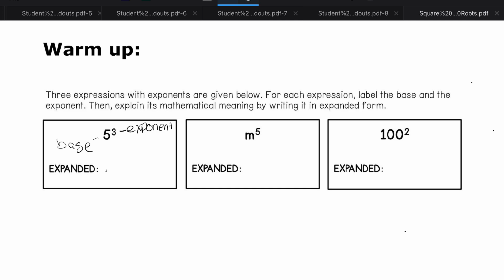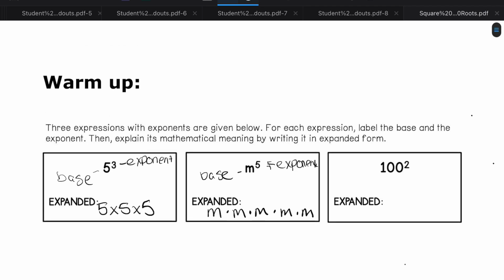So in expanded form, this would be 5 times 5 times 5. Here in this one, you would have the base of m, and then the exponent is 5. And then you have m times m times m times m times m. M times each other 5 times.